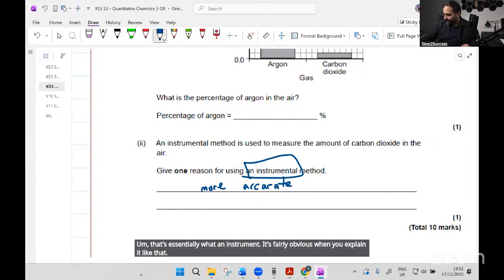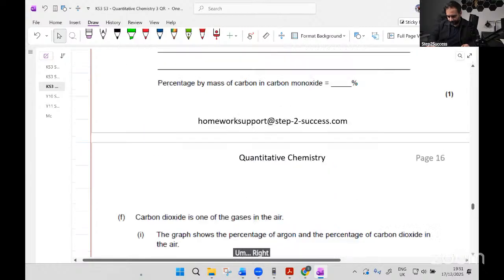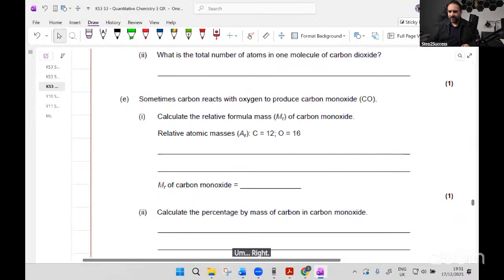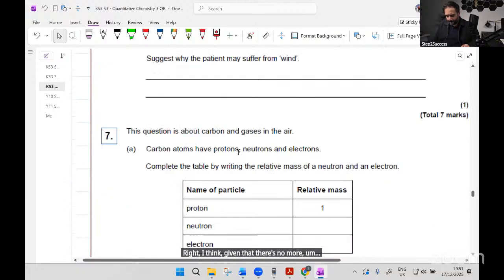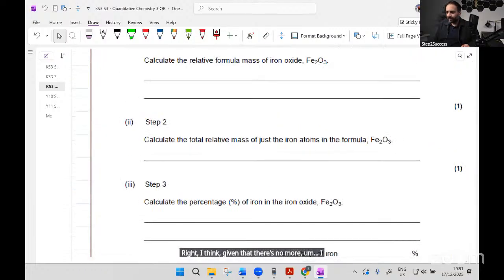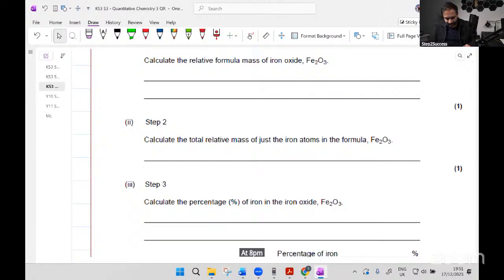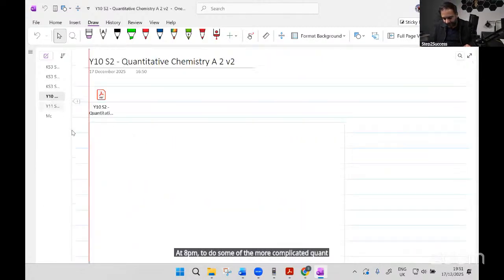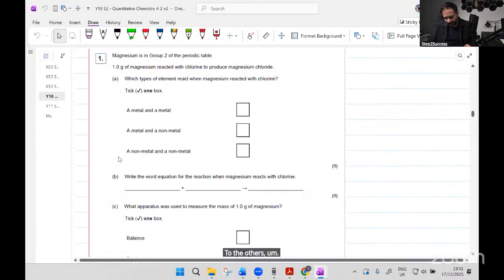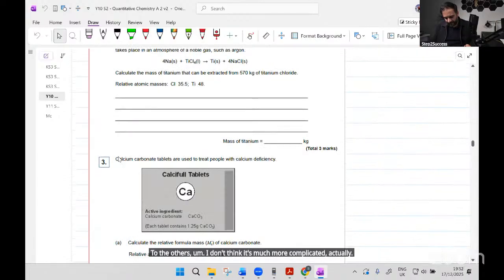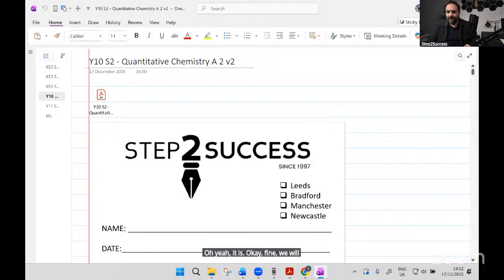Right, I think that's it. There are no more questions on this. Given that there are no more, I will stop there and then I will return at 8 p.m. to do some of the more complicated quantitative chemistry that was given to the others. I don't think it's much more complicated, actually. Oh, yeah, it is. Okay, fine. We will talk about this afterwards.